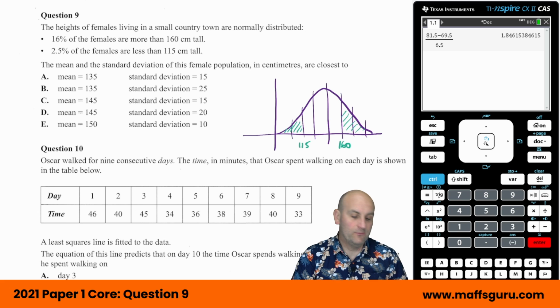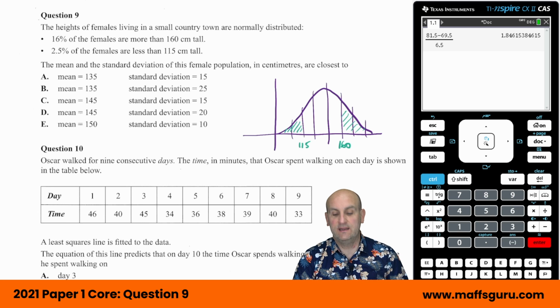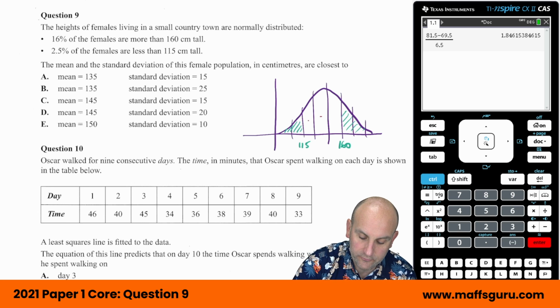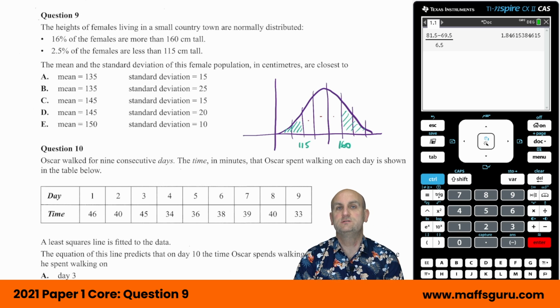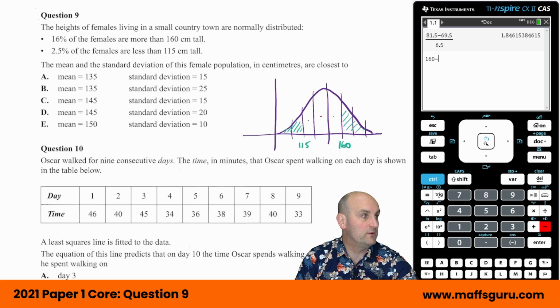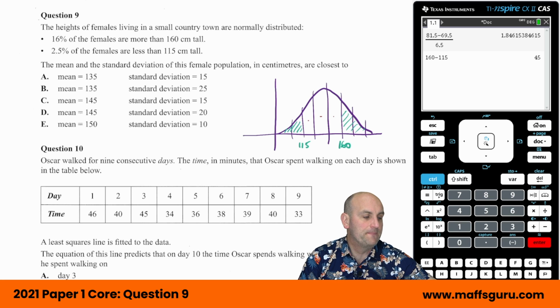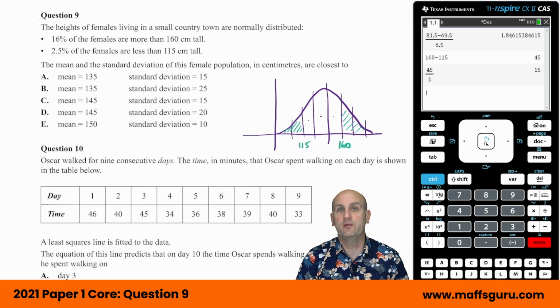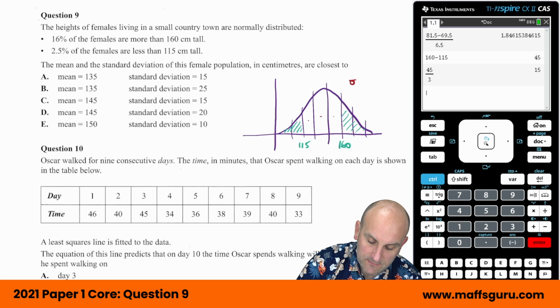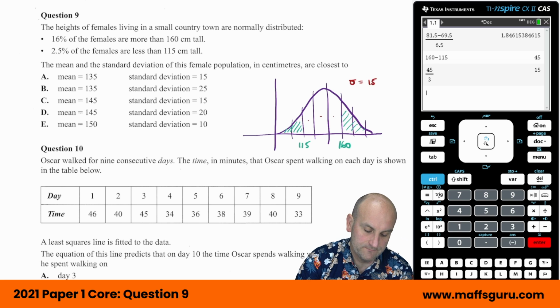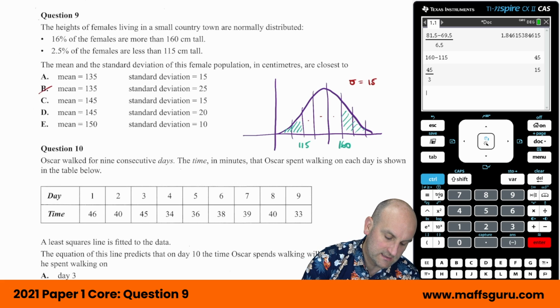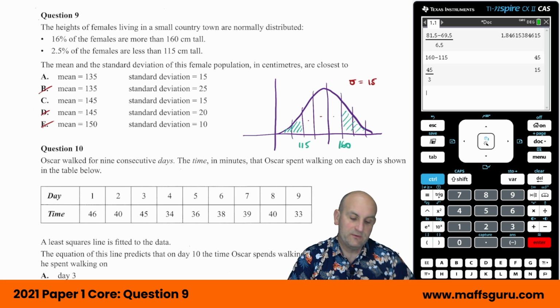How does that help me? Well, I now know how to find a standard deviation because I've got 3 standard deviations that fall between 160 and 115. So if I do 160 minus 115, that gives me 45. Divide that by 3, tells me that sigma is equal to 15. So there we go. That's already going to cut out B, D, and E as possible answers.